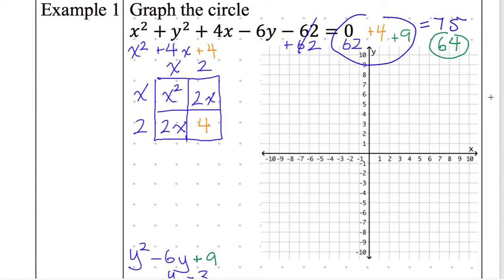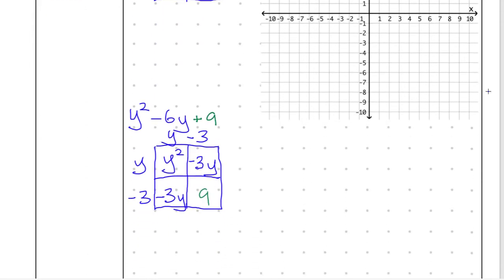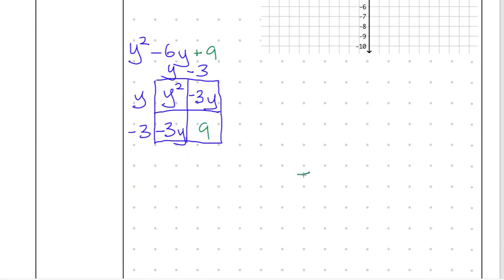I'm almost there. I want to rewrite this whole equation, pretending that the right-hand side now is 64, even though I know it should not be 64. Pretend the right-hand side is 64. What do I put on the left-hand side?